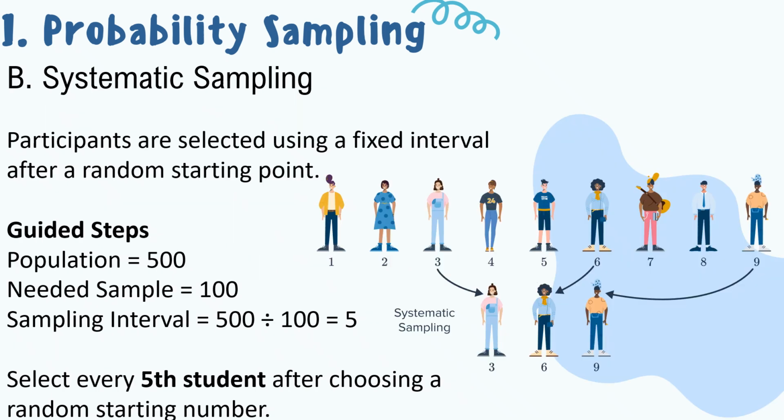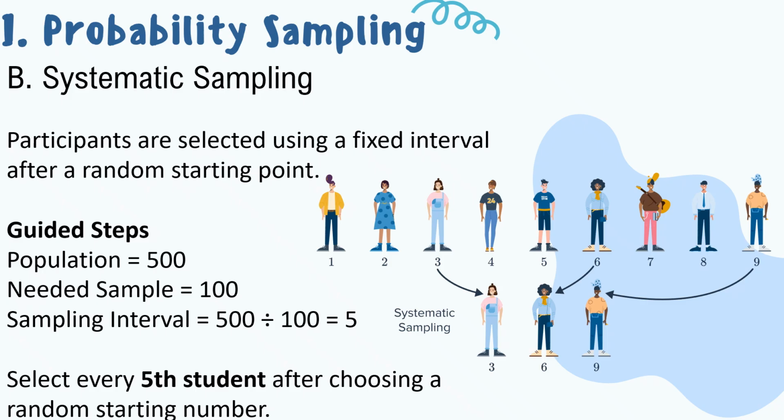Next is systematic sampling. This one is slightly different. So instead of selecting participants completely randomly one by one, we select participants using a fixed interval after a random starting point. So let's use the example on the slide. So step by step, our population is 500. Our needed sample is 100. So we calculate the sampling interval. So 500 divided by 100 is equal to, okay, that is 5. So our interval is 5.